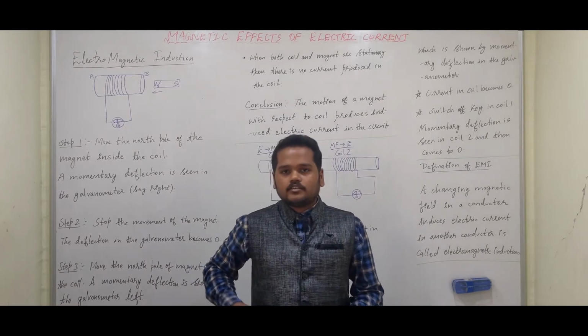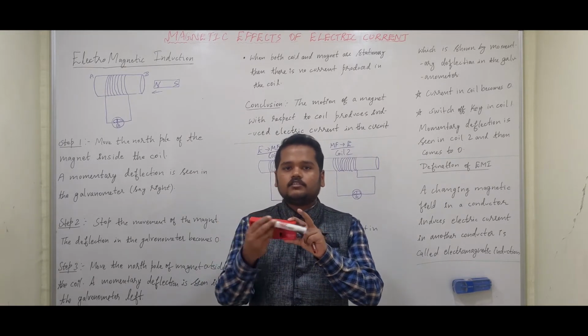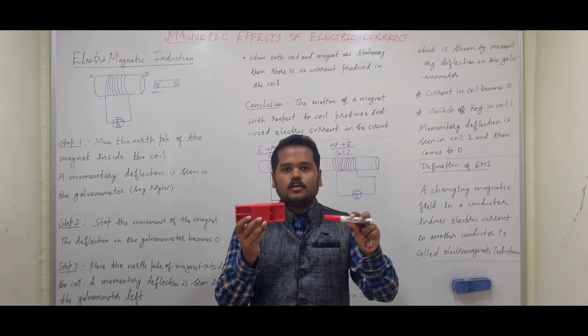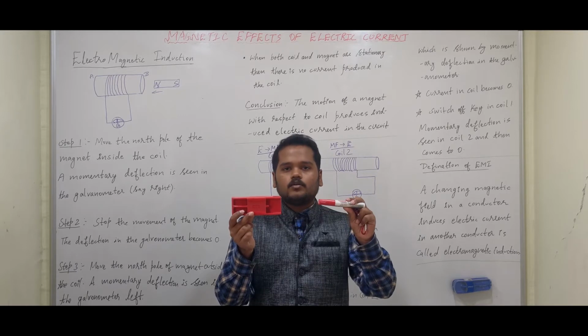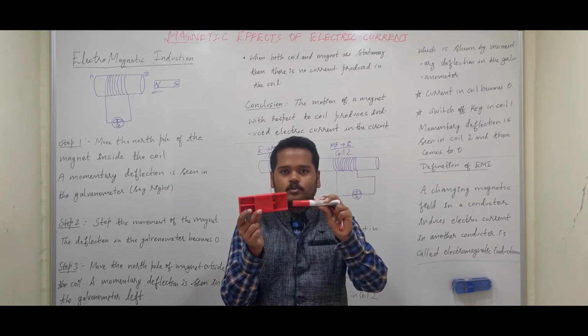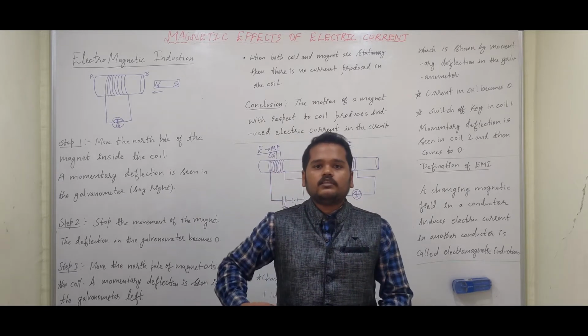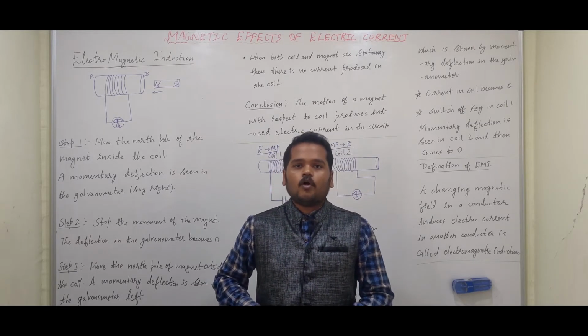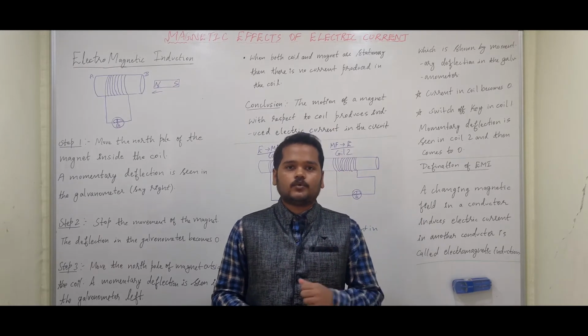So let us consider this duster which I have as a coil, and let us consider this as a magnet. So the magnet is here, the duster is a coil. First step, move the magnet inside the coil. Second step is stop, so it stops. And the third step, you move the magnet back outside. So there are three steps. Now in these three steps, what are the observations that you make?